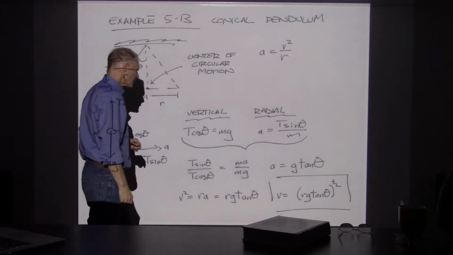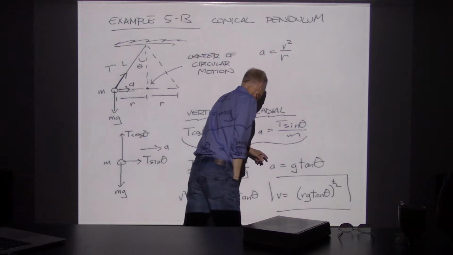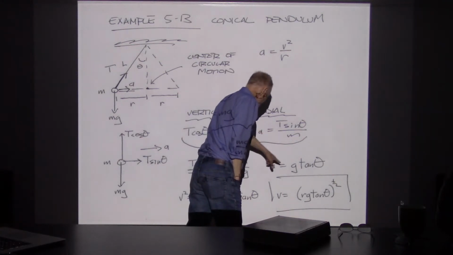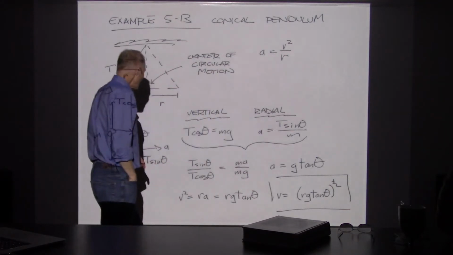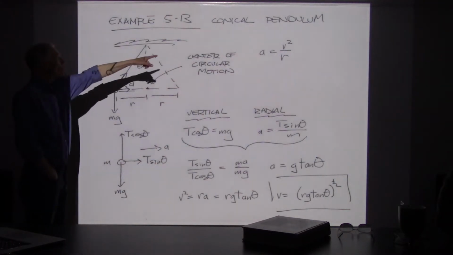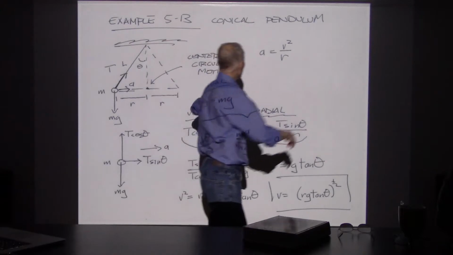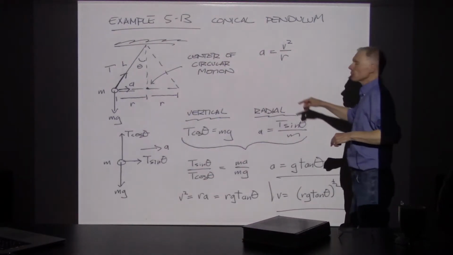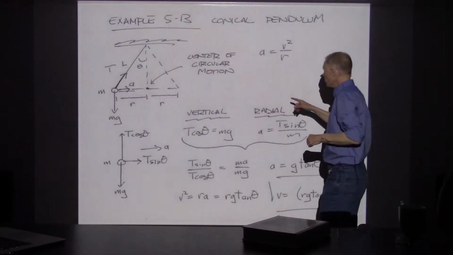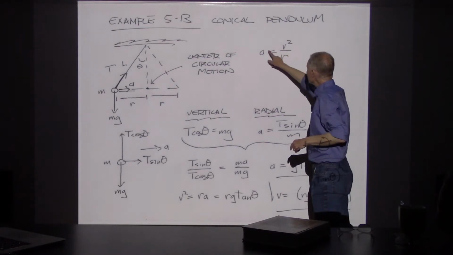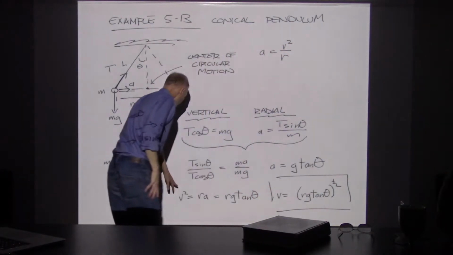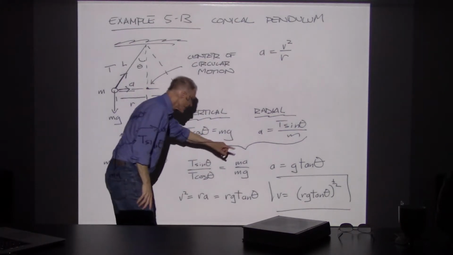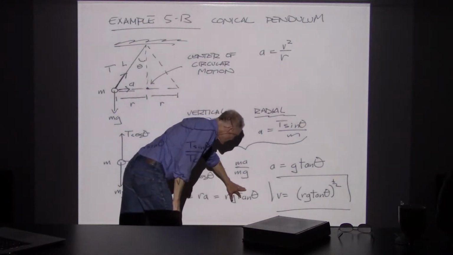Let's see what else we get here. So I guess we got to this. The acceleration is given by g tan theta, and then the final step would be to use our kinematic formula. So there it is. a is equal to v squared over r. What we're going to do is say v squared is r times a, and that's what I said right here. And then the acceleration is g tan theta.